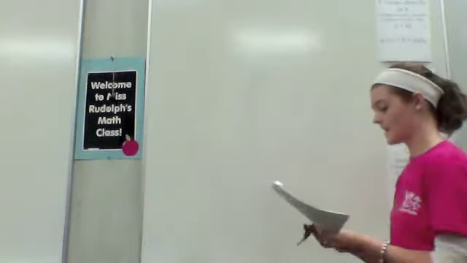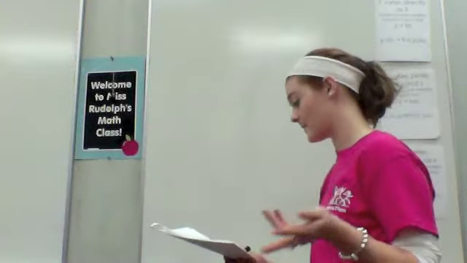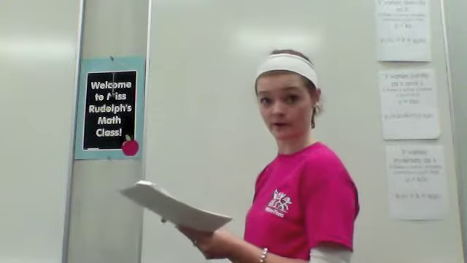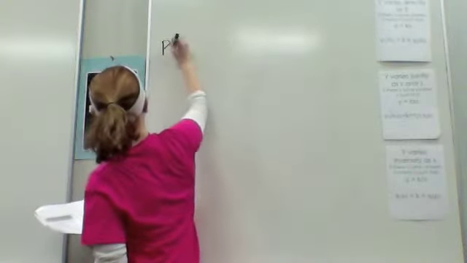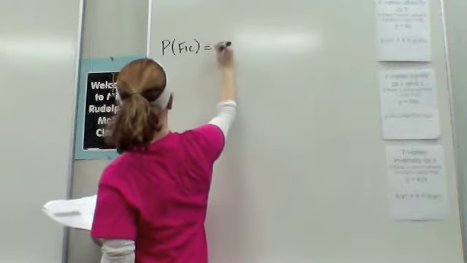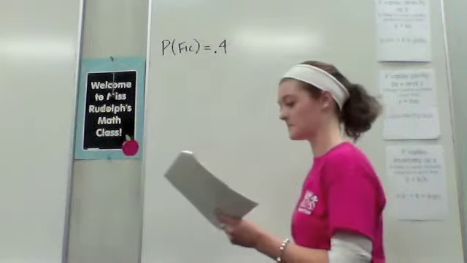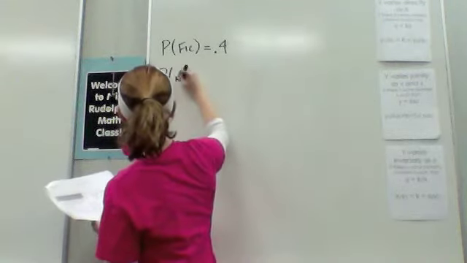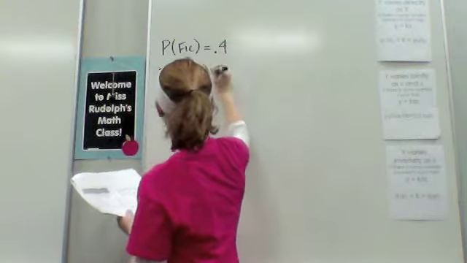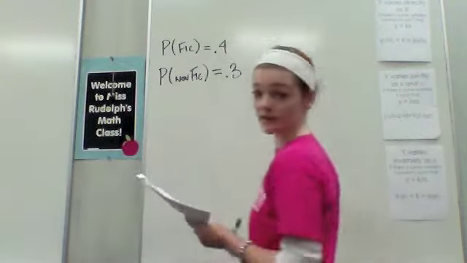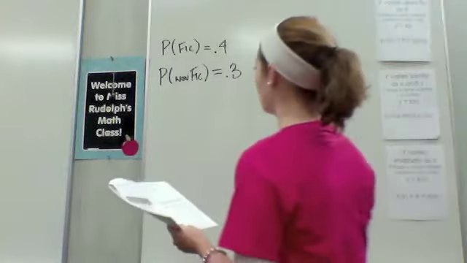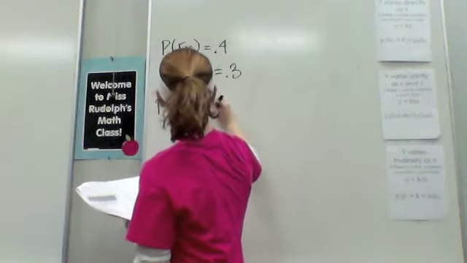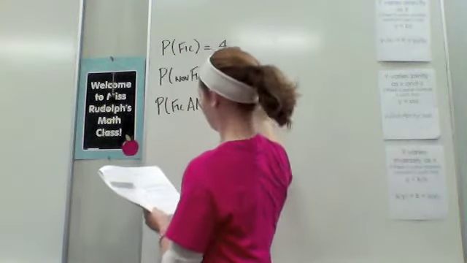All right, so let's take a look at another example. A student's going to the library. The probability that they check out a work of fiction is 0.4, so 40%. The probability of checking out a work of nonfiction, so I'm going to write non-fic, is 30% or 0.3. And the probability of checking out both fiction and nonfiction is 0.2.